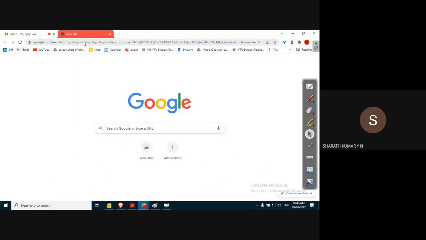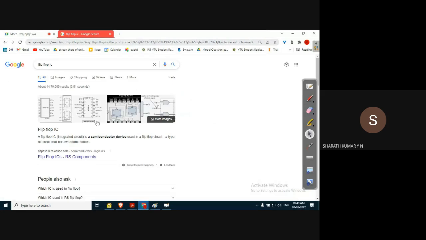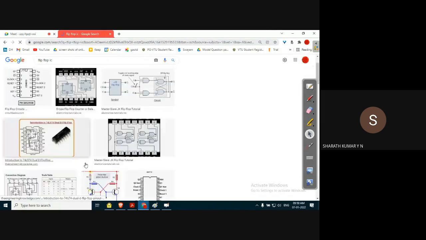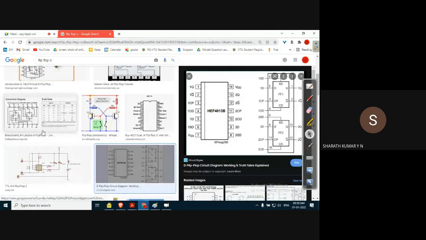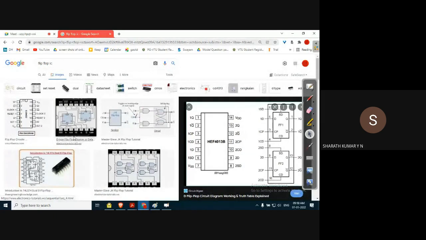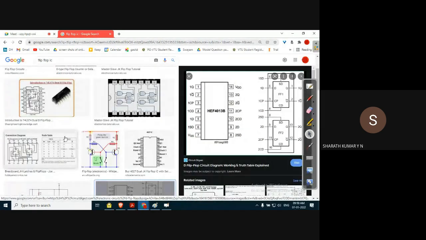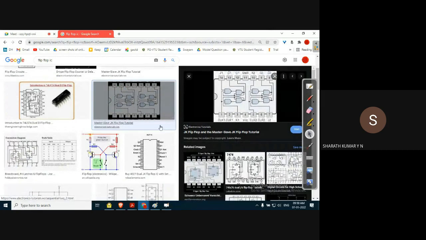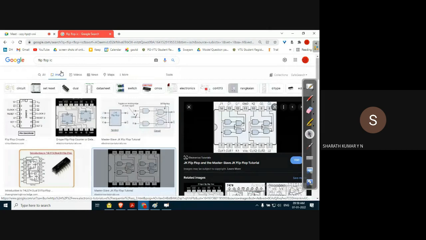I'll show you that preset and clear diagram. So that preset and clear is somewhere here. Yeah, here it is. Preset and clear. Yes, here it is. But it is called SD, and okay, SD is also okay. Set time, okay. But I want particularly preset and clear, because in the laboratory we use that word, preset and clear.